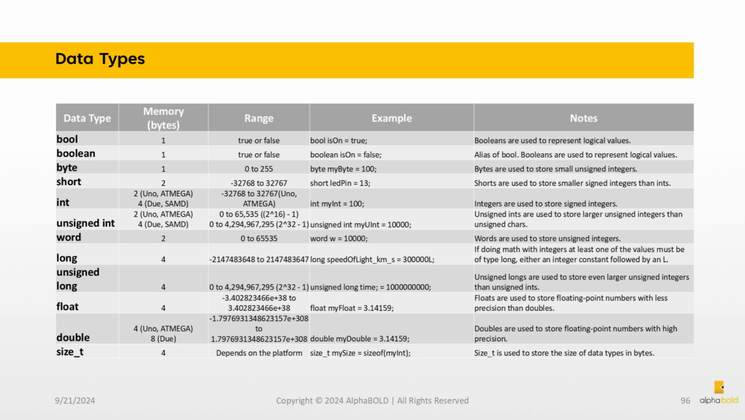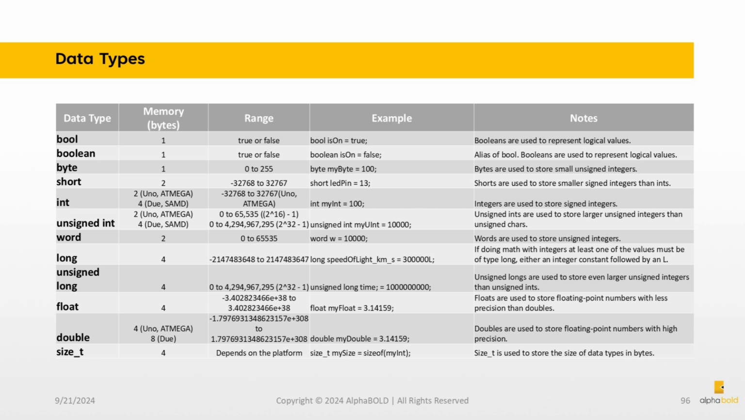Short stores smaller signed integers, typically from -32,768 to 32,767. Int stores signed integers, with the range varying depending on the microcontroller architecture. Unsigned int stores larger unsigned integers than int. Word stores unsigned integers, often used in hardware-specific contexts. Long stores larger signed integers. Unsigned long stores even larger unsigned integers.